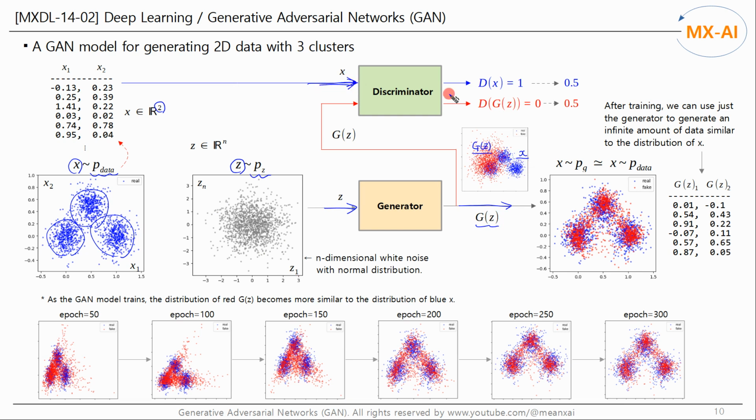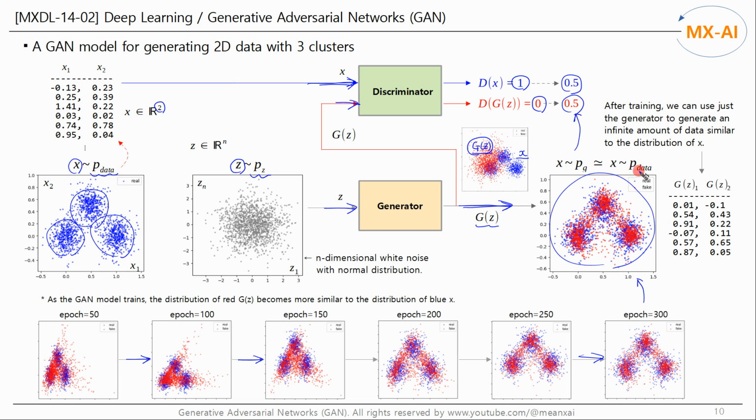When X is input, the discriminator tries to output 1, and when G of Z is input, it tries to output 0. As the GAN model trains, the distribution of red G of Z becomes more similar to the distribution of blue X. After the model is trained successfully, the distributions of X and G of Z become similar. And the outputs of the discriminator, D of X and D of G of Z, are both 0.5. That is, the generator creates fake data that looks real.